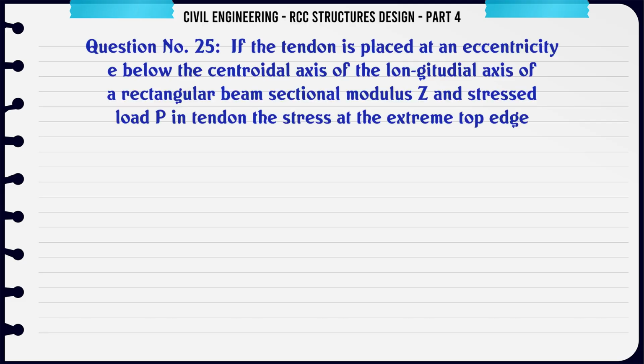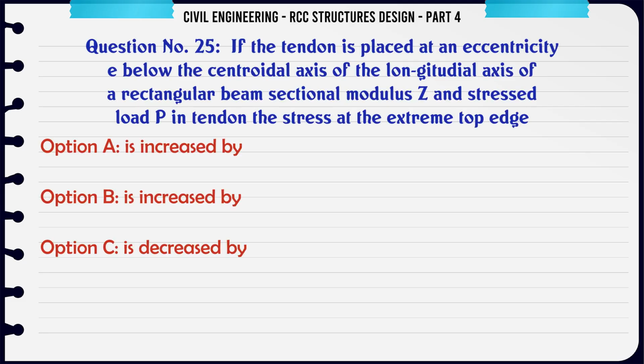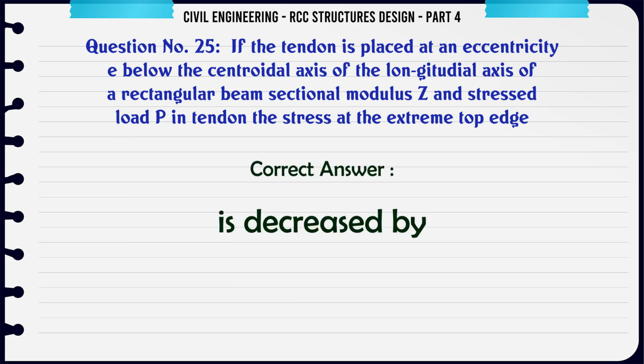If the tendon is placed at an eccentricity e below the centroidal axis of the longitudinal axis of a rectangular beam, sectional modulus Z and prestressing load P in tendon, the stress at the extreme top edge A is increased by, B is increased by, C is decreased by, D remains unchanged. The correct answer is decreased by.